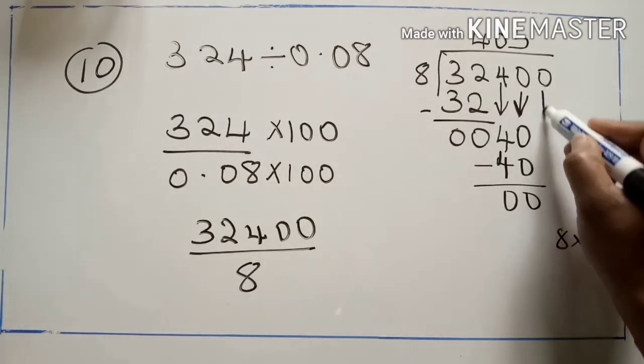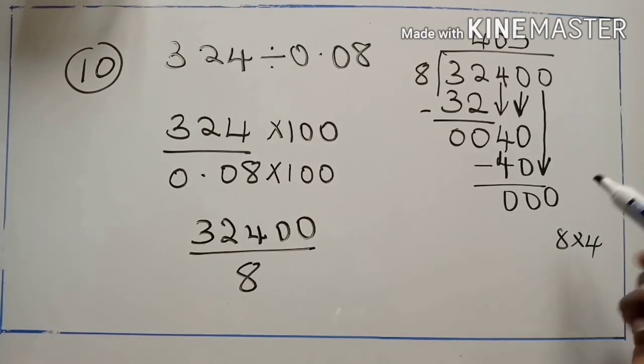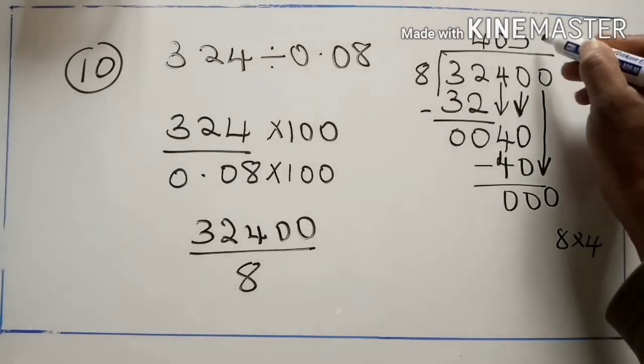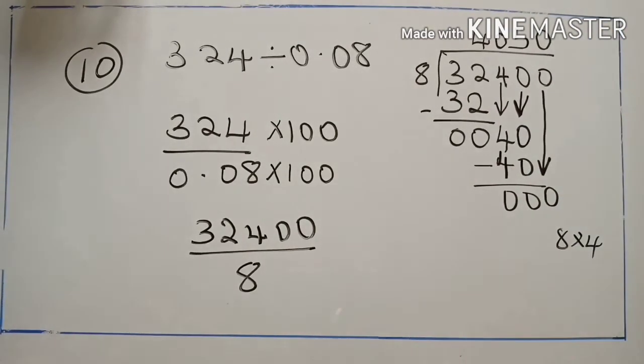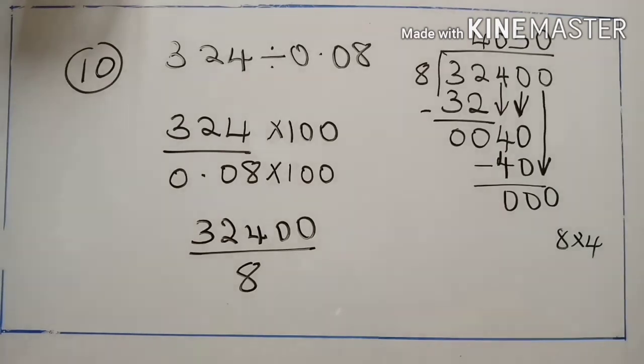We still have a 0 here. Drop it. All right, so 0 cannot be divided by 8, so we put a 0 in our answers line. So in this case, our answer will be 4050.